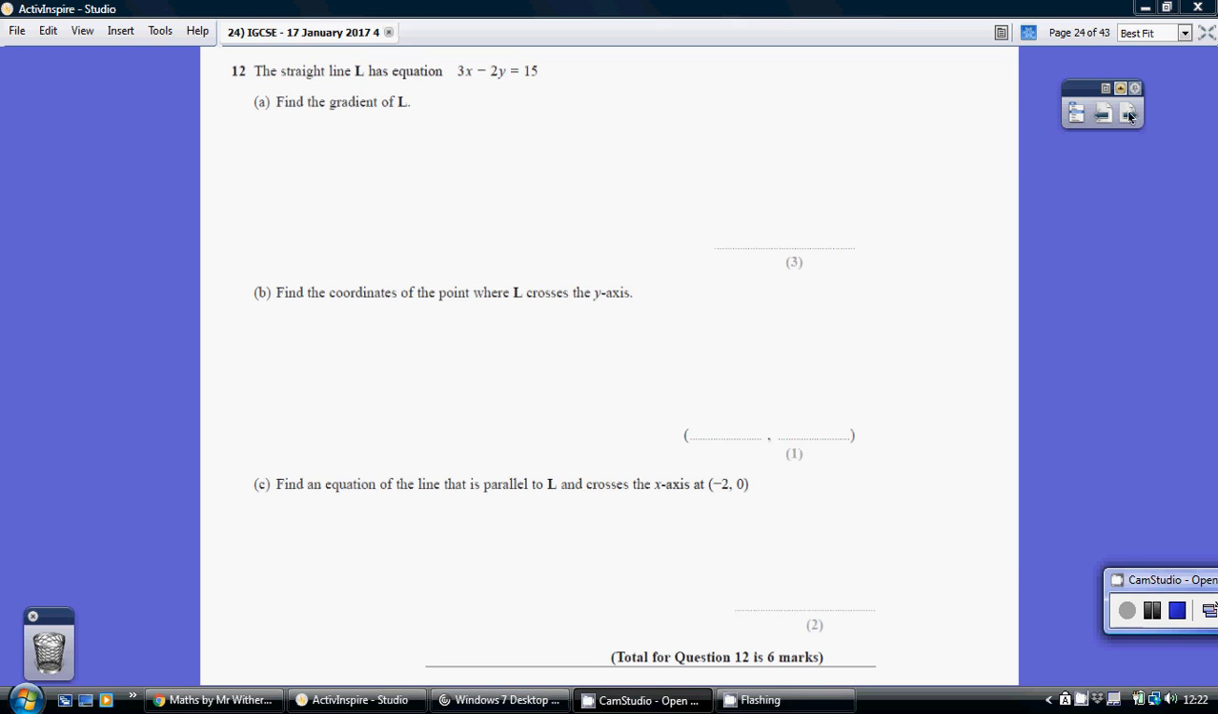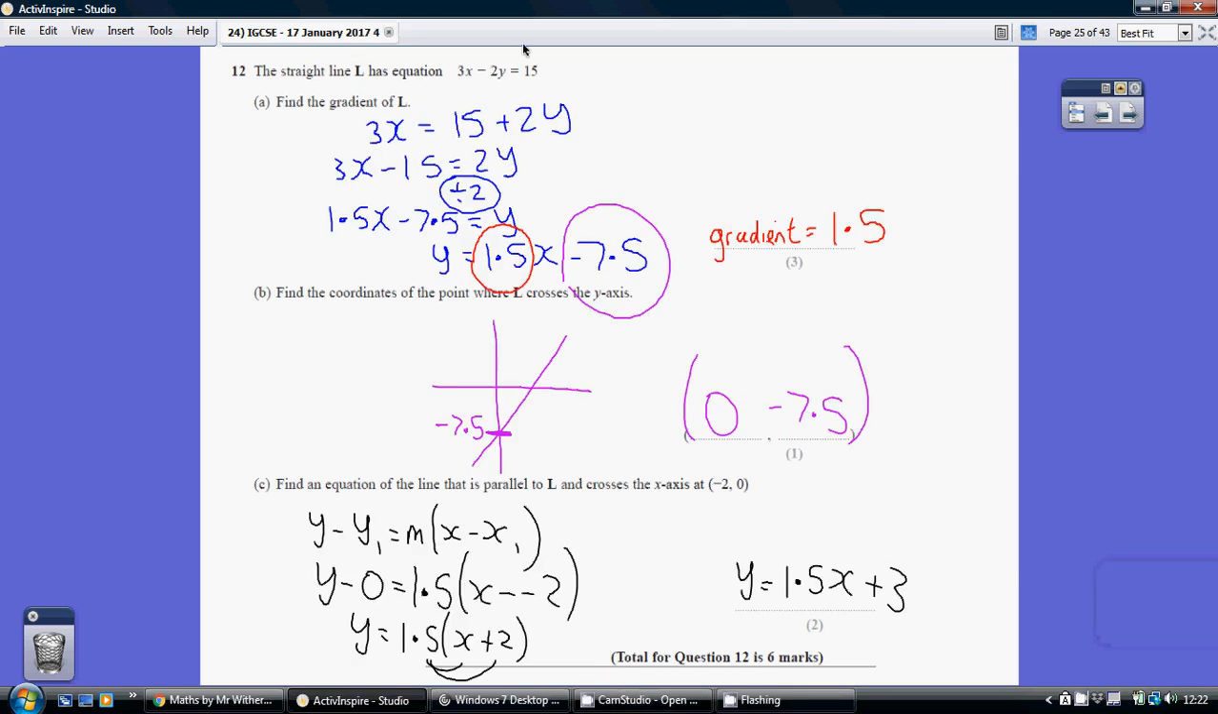Question 12. Now, in order to find the gradient of this line, we need to rearrange it so it's in y equals mx plus c format. So I've started off by adding 2y to both sides, taking 15 from both sides. So at that point I've got 2y equaling 3x minus 15. Now if I then divide through by 2, I get y equaling 1.5x minus 7.5.